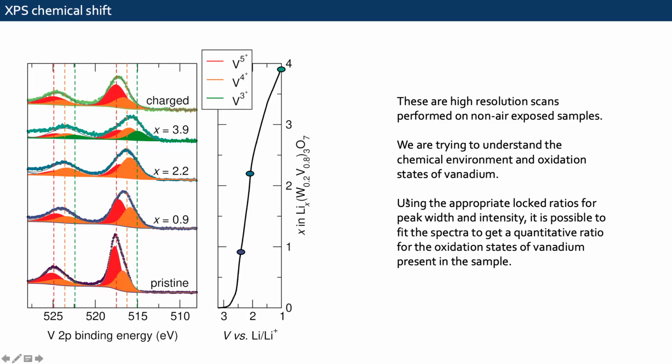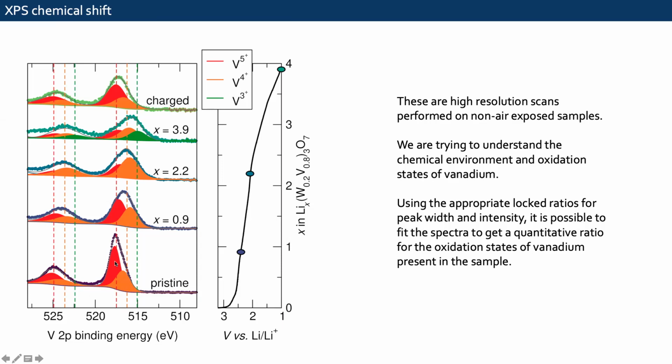And so online you can find lots of information, but depending on the element and which orbital you're looking at, there are really locked ratios for the peak width and intensity. And so you have to make sure you adhere to those rules for how to analyze the data. And it's possible to fit the spectra to get a quantitative ratio of the oxidation states. So this is the high resolution scan, and I'm able to fit it with 2 different peaks. So these correspond to vanadium 5+ and 4+.